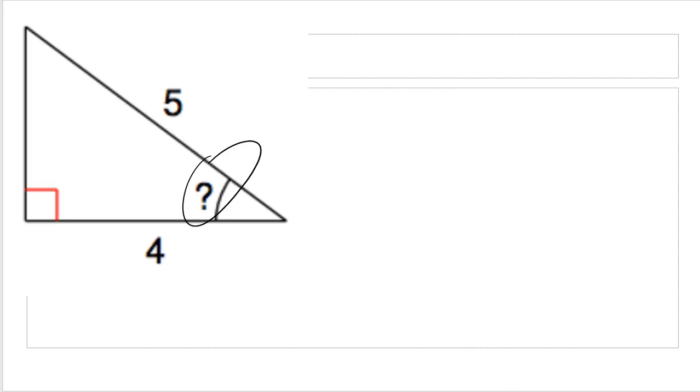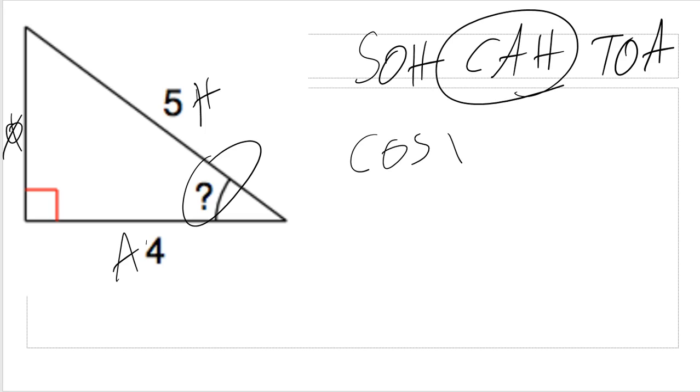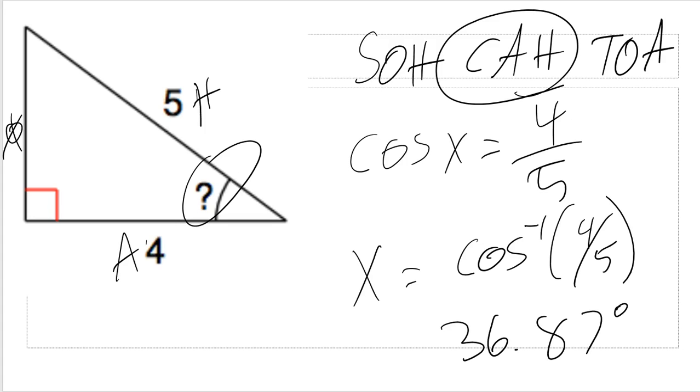Next one. This is adjacent, this is hypotenuse, and this is the opposite, but we don't even know that. So we're using SOHCAHTOA. We have the A and the H, so we're going to use cosine. Cosine of x equals 4 over 5. So we're going to do the inverse. So x equals inverse cosine of 4 over 5. 4 divided by 5, and we get 36.87 degrees.